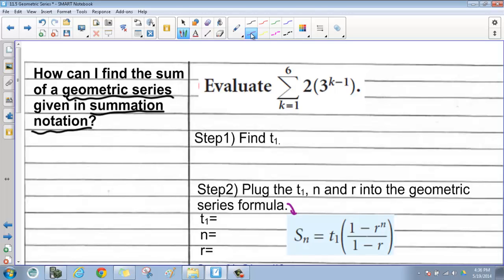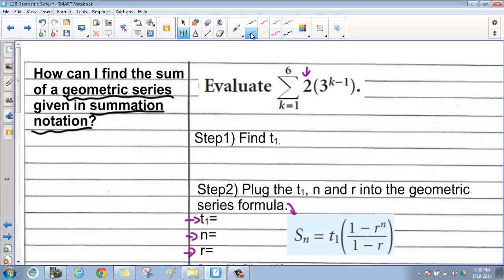So step 1 is to find our t sub 1, because really we just need to know what our t sub 1, our n, and our r are. Our first step is to figure out the t sub 1, and this is how you do that. What's nice is I can tell you right off the bat that our t sub 1 is 2, because it's in this form. The 2 is given. That's usually the t sub 1, but it's not always in this form.